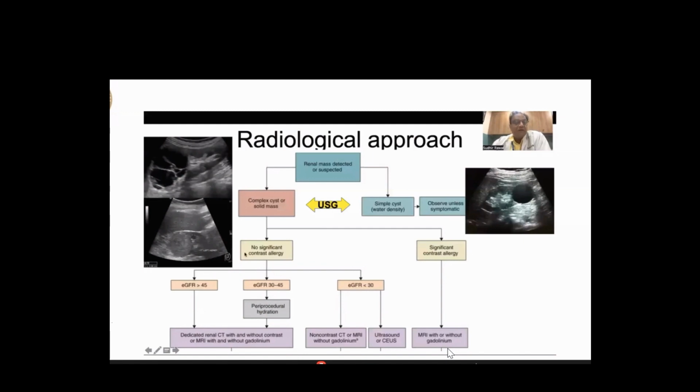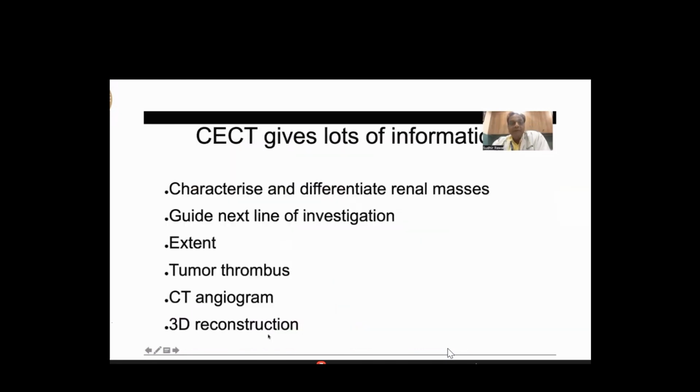But if he does not have contrast allergy and the eGFR is more than 45, straight away you can do the CT scan, which is very informative. And as a urologist or as a surgeon, you can actually read the CT scan, but not MRI. If eGFR is between 30 and 45, then you have to do peri-procedural hydration and then do the CT scan. CT gives you lots of information, as I've told you, the characteristics and differentiation of renal masses, and guides the next line of investigation. Sometimes you may have to do a bone scan or PET scan. Nowadays we do PET scan.